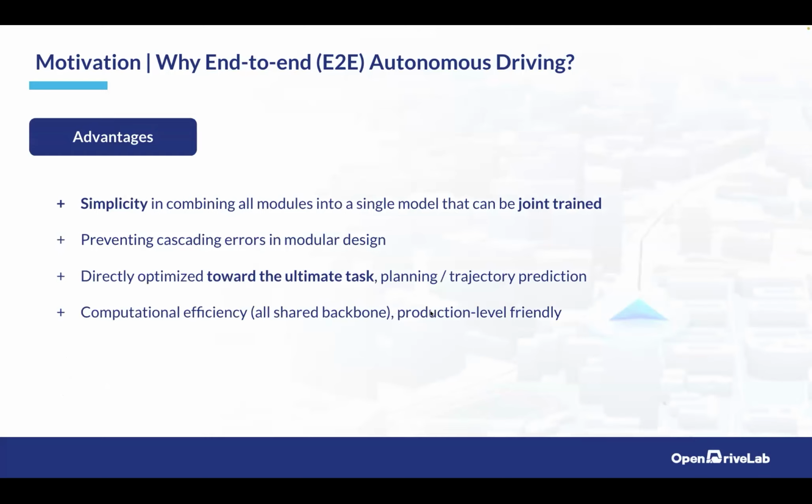So what's the advantage of doing this? There are quite a few advantages of the end-to-end manner. There is simplicity in combining everything into a single model that can be jointly trained, so you don't need to figure out corner cases at each stage. You also prevent cascading errors from module design, so if there are errors in the perception task, they won't affect the planning part. Finally, the whole system is directly optimized toward the final task, like the ego vehicle's trajectory prediction, which we also call planning for the driving system itself.